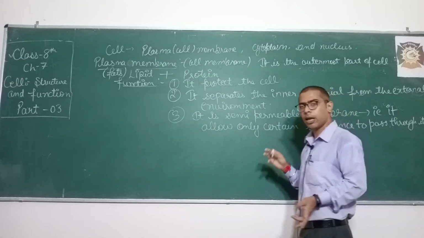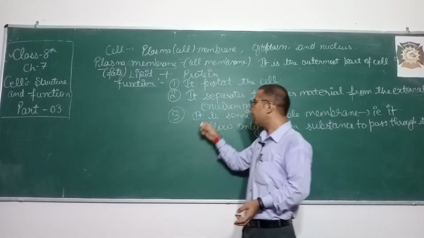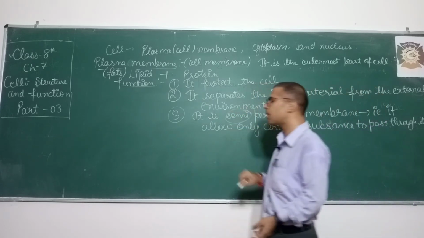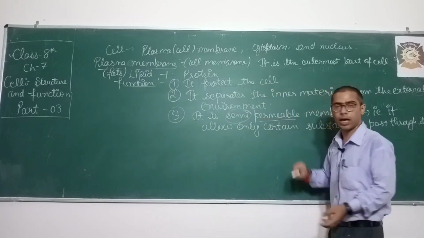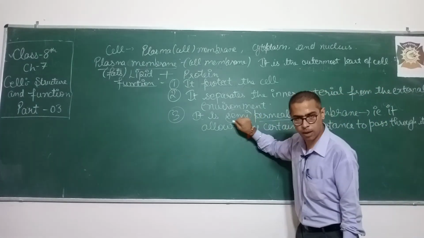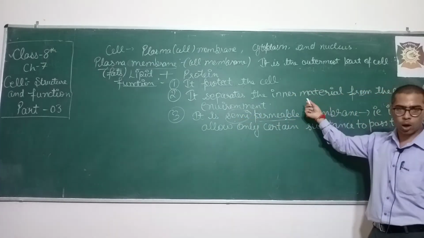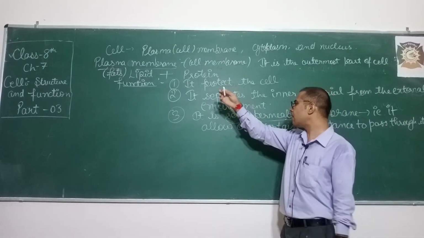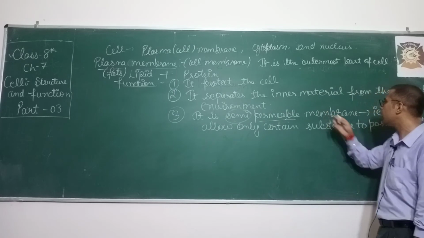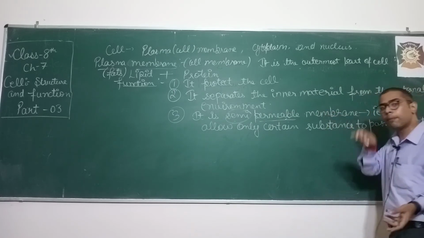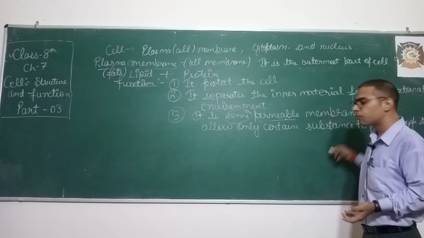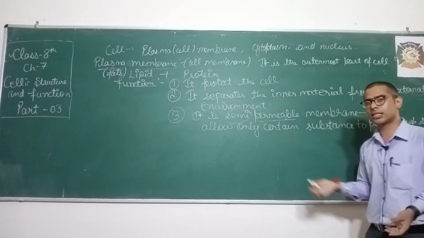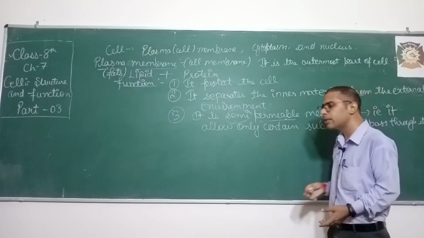The third and main function of the cell membrane is that it is semi-permeable in nature. Semi means some. Permeable means allow. Membrane means layer. So the cell membrane is semi-permeable in nature. That means it depends on the cell membrane which substance is going to come inside the cell and which substance is not allowed to come inside the cell.